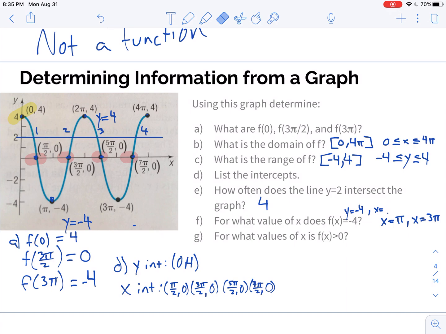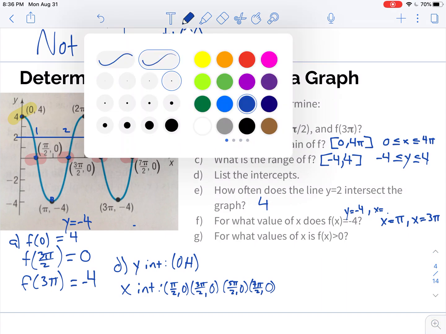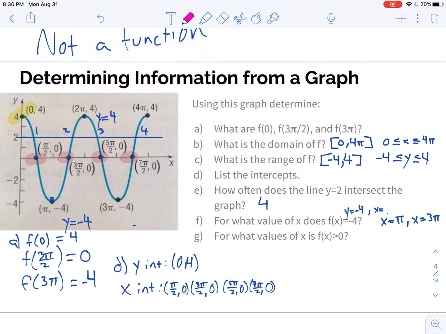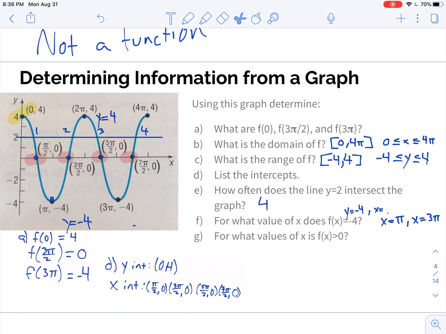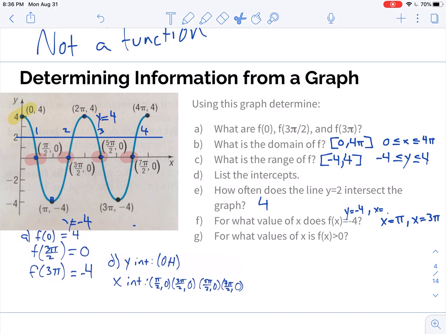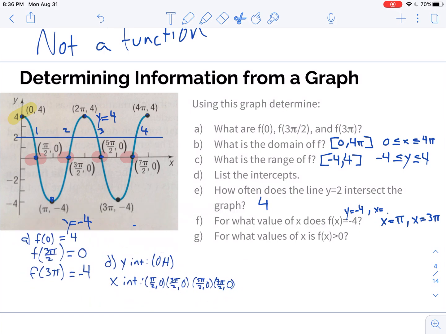And then finally, for what values of x is f of x greater than 0? So this is where I get a lot of students who struggle, because we struggle with figuring out how to write things in terms of x. So what I have to do here for g is understand that I am talking about x values, and I'm only talking about x values.